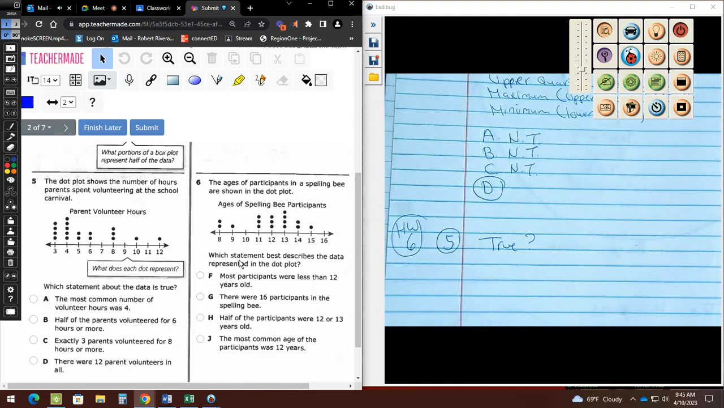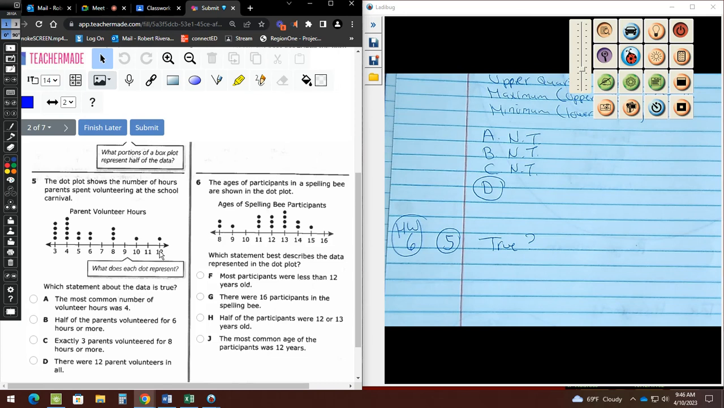I'm gonna review what dot plots do. Okay, because some of you might not know what they do. If you notice, it says parent volunteer hours. What do you think the numbers on the bottom mean? The hours or the parents? The hours. It means the hours. Okay, because this is 3 hours, 4 hours, 5 hours, 6 hours, 8 hours, 10 hours, 12 hours.